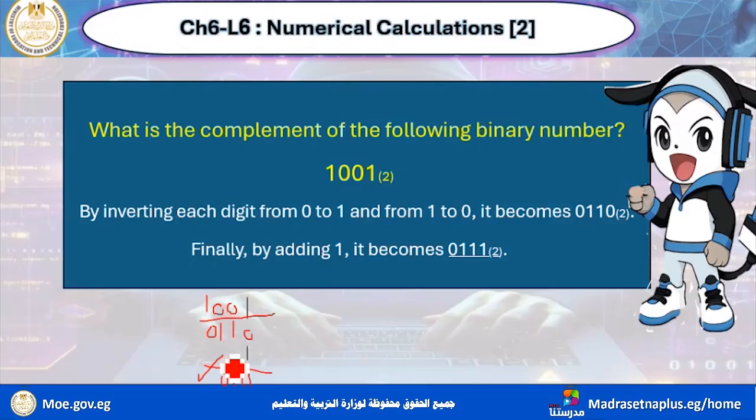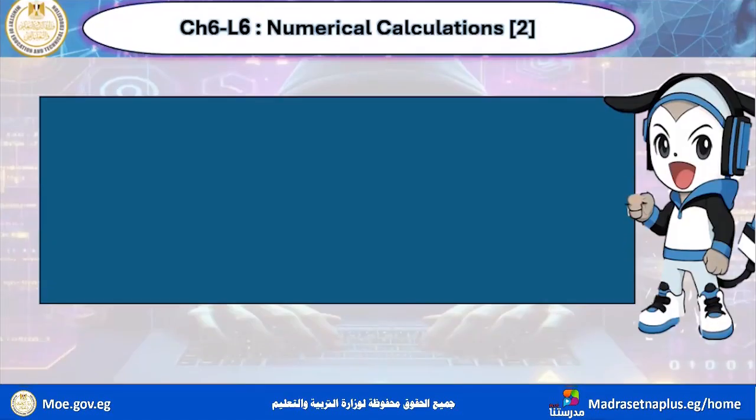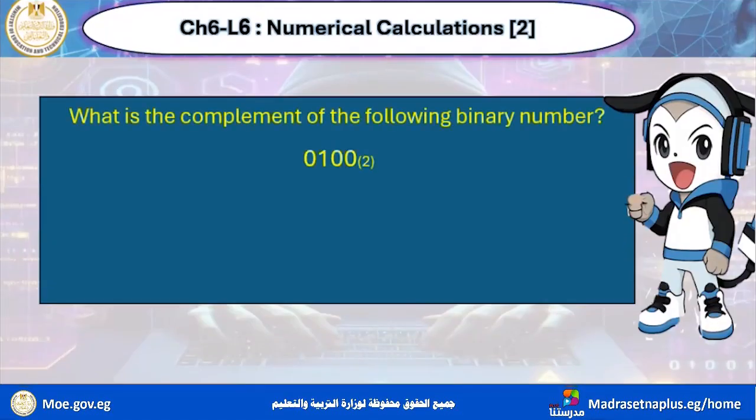Put your notebook beside, take your pen and calculate with me. What is the complement of the following binary number 0, 1, 1, 0, 1, 0, 0? Take it 0, 1, 0, 0. Okay, let's invert: 1, 1, 0, 1. Now add 1.